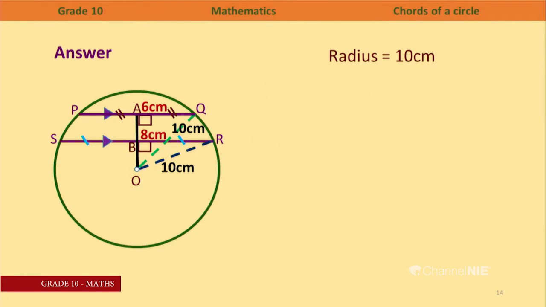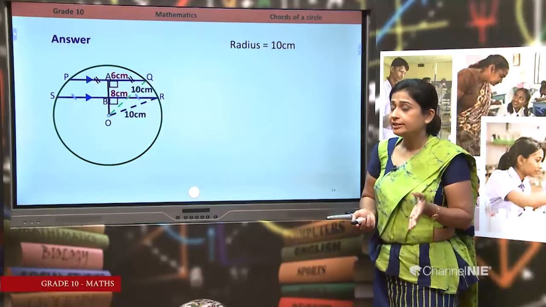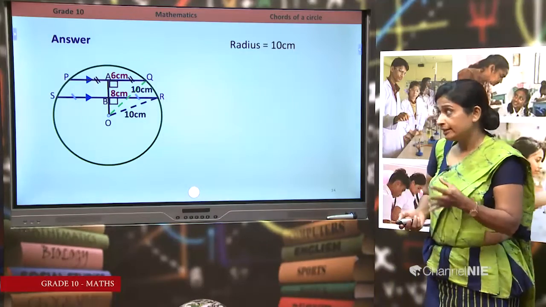Here we know the radius of this circle. The radius of this circle is 10 centimeter. So, we know OQ is the radius of this circle, and OR is the radius of this circle. So, I can mark them as 10 centimeter and 10 centimeter. Now we are going to find the length of OA and the length of OB. To find that, we will use this right angle triangle.